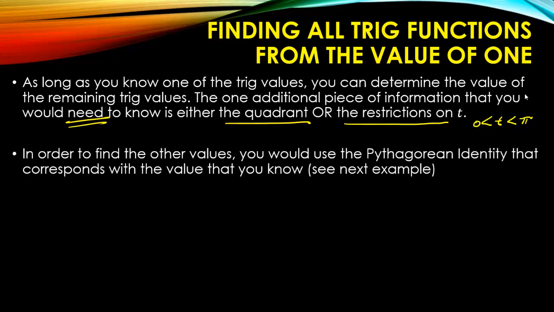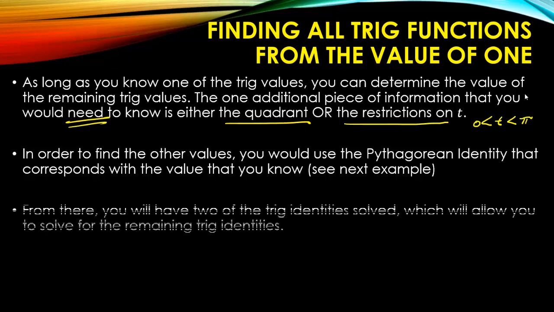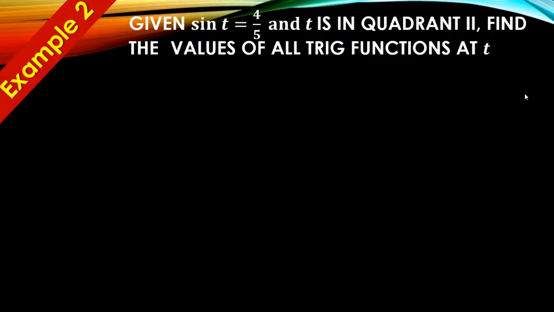In order to find the other values, first you need to use the Pythagorean identity that corresponds to the value that you do know. In the next example, you'll get an idea of what I mean by that. From there, you'll have 2 of the trig values solved, which will allow you to solve the remaining 4. Alright, so let's say we're given the sine of t equals 4 over 5, and t is in quadrant 2.